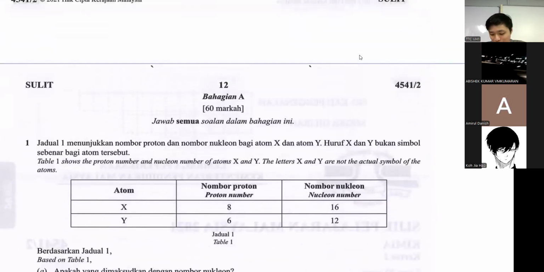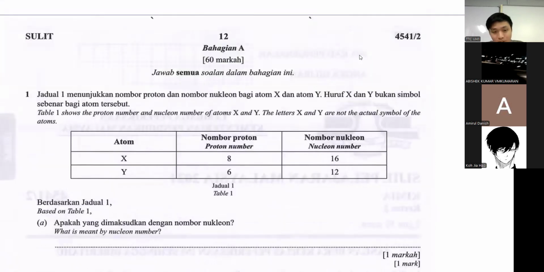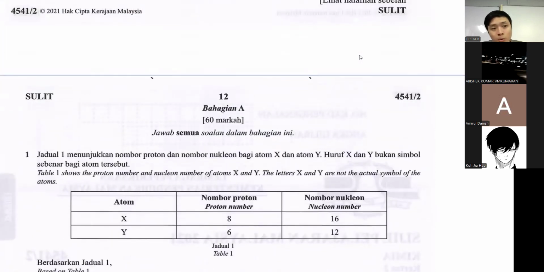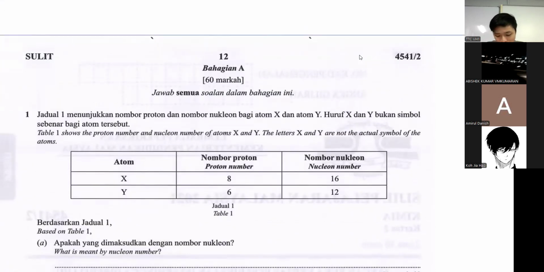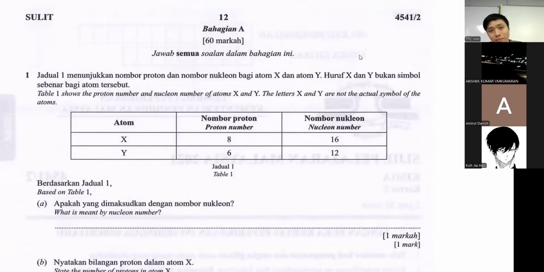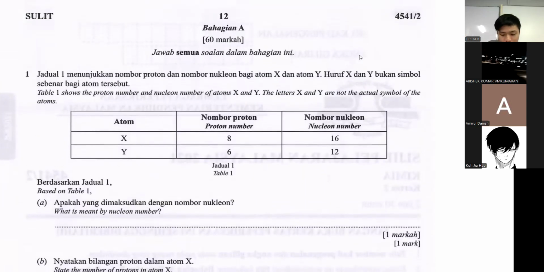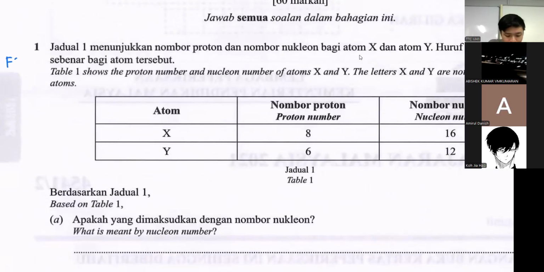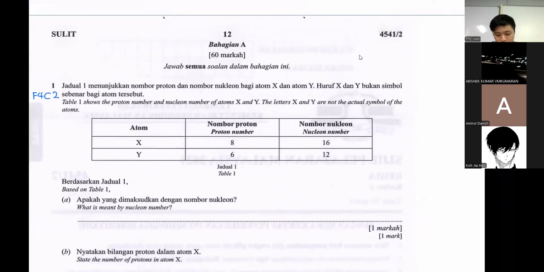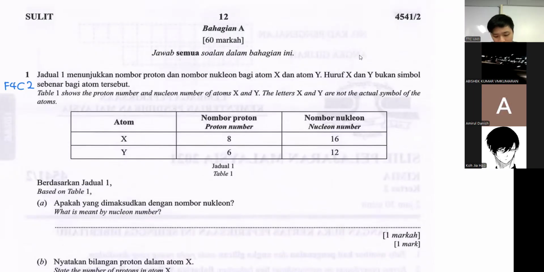So yeah, this is SPM 2021 paper 2. Let's look at question 1. Question 1 is Form 4 Chapter 2. Table 1 shows the proton number and nuclear number of atoms X and Y. The letters X and Y are not actual symbols of the atoms.